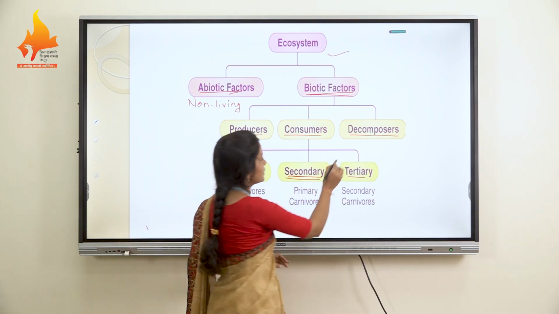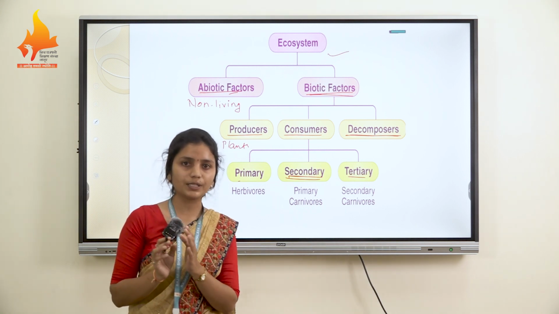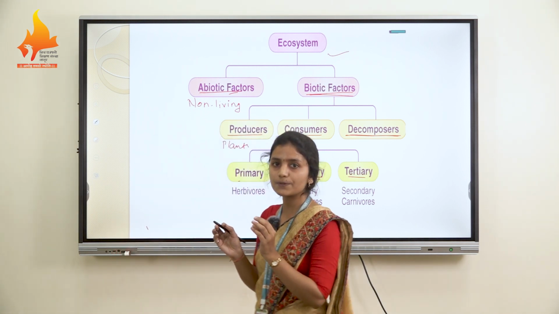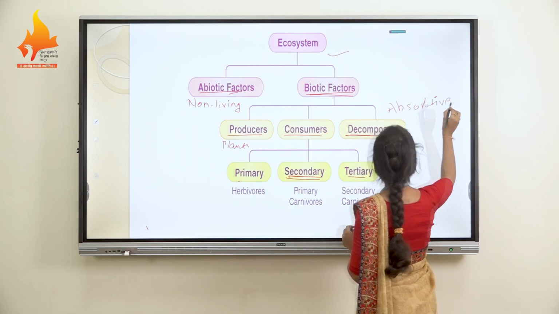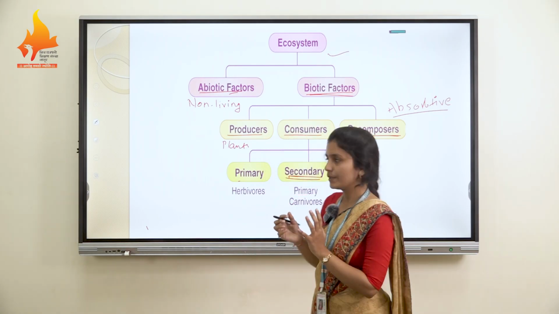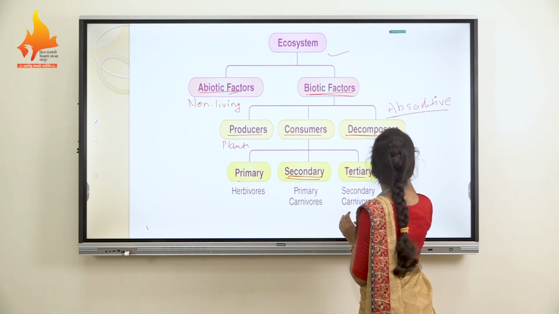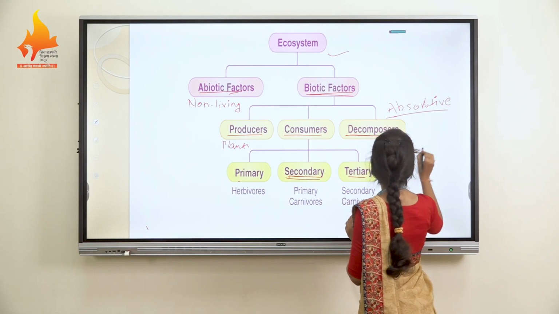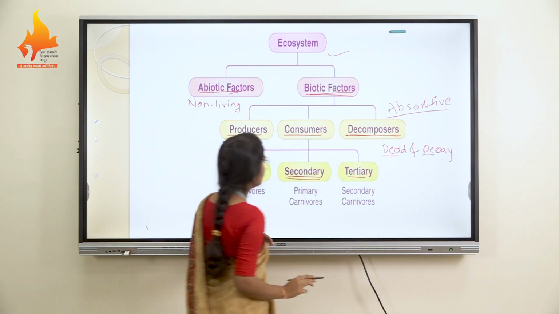Okay, and next, decomposers. These are also consumers, but the way of consumption is different. That is, they have an absorptive mode of nutrition. Absorptive mode means what? They obtain their food material by absorbing. What do they absorb? They absorb the food nutrient from dead and decay matter.